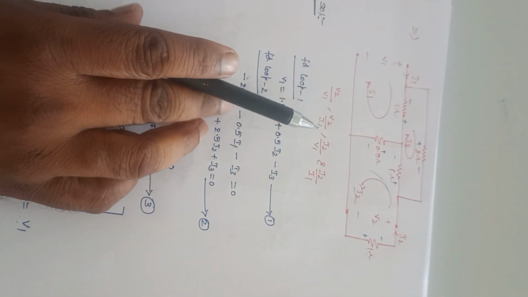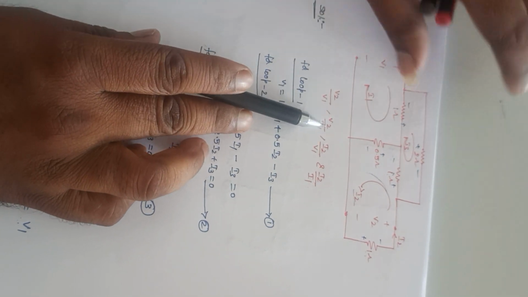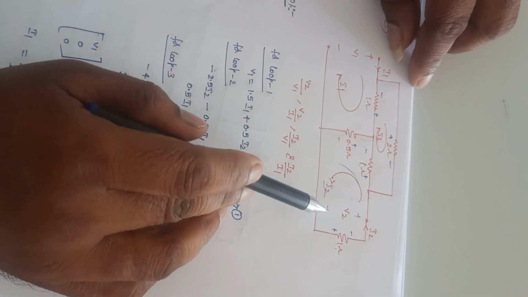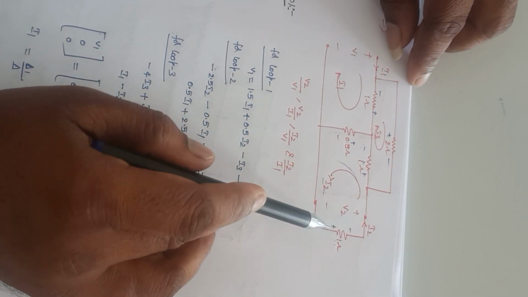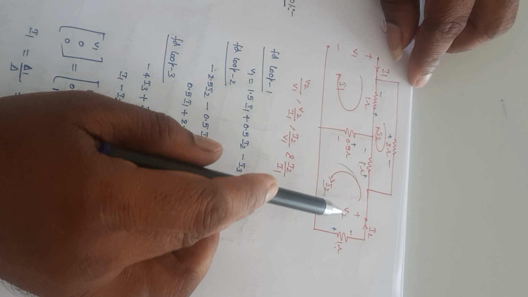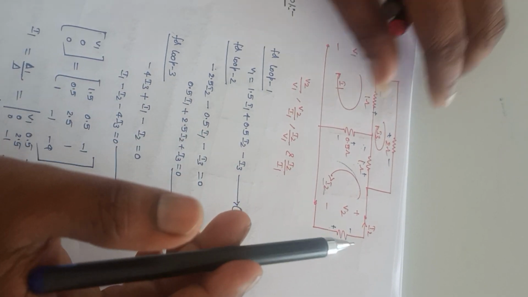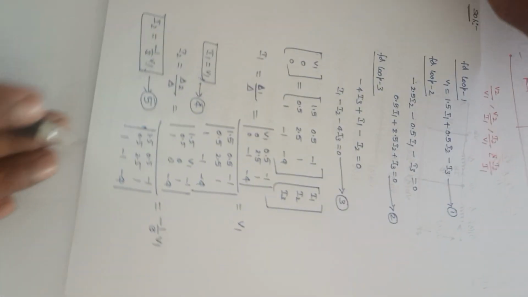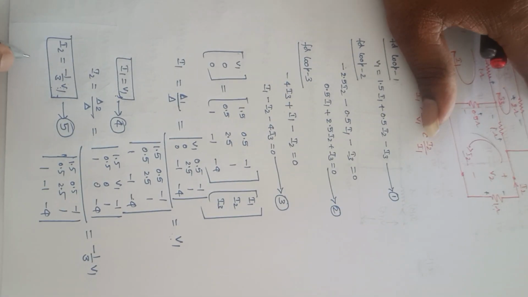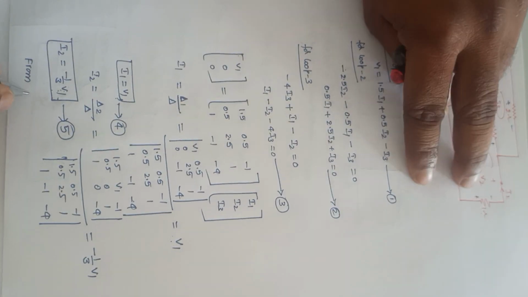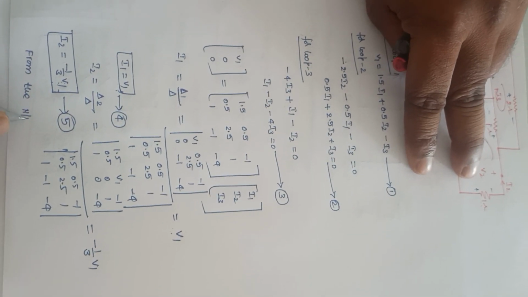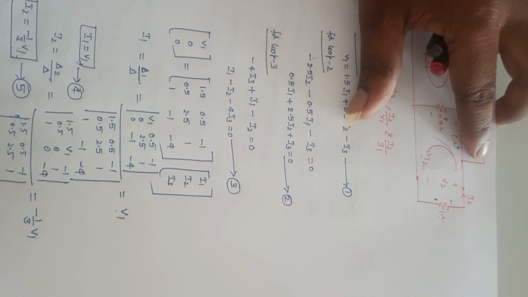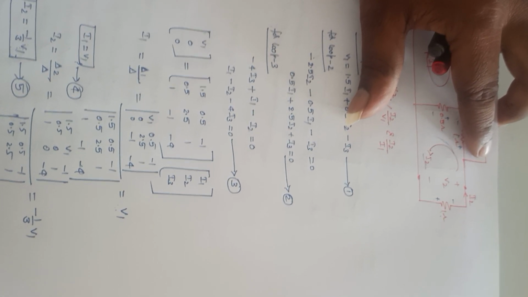So I don't know the information about V2 here. From this network, V2 is the voltage, plus and minus, and the current is flowing like this. So V2 and I2, I can provide the relation from the network. From the network, V2 is equal to minus I2 into 1, that is equal to minus I2.